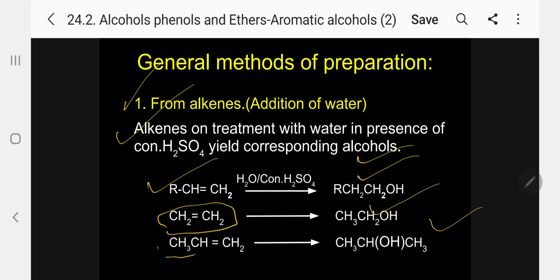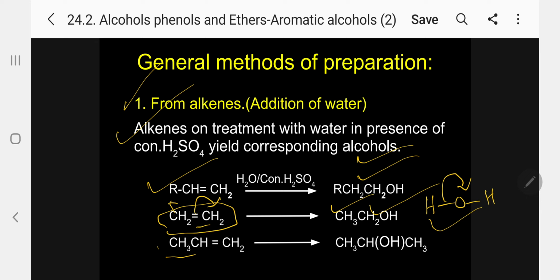So what is actually the reaction taking place? There is water addition in presence of sulfuric acid. So it is undergoing heterolytic fission, and here it also undergoes heterolytic fission. So this is plus, this is minus. H plus will be added to the negative carbon, OH minus will add to the positive, and you will get the corresponding alcohol.